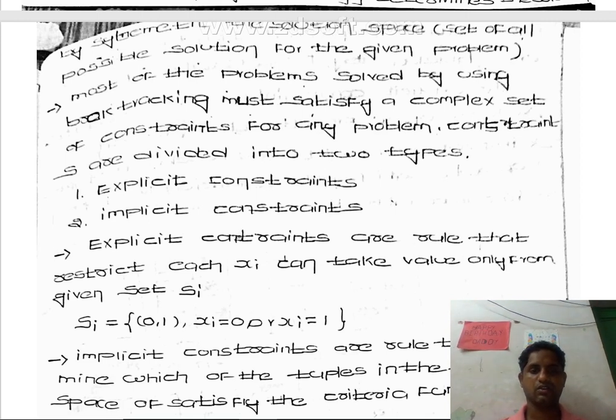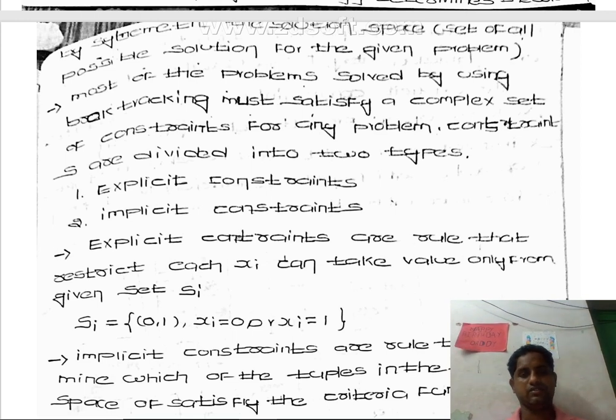So explicit constraints are rules that restrict each xi to take values only from the given set, and implicit constraints are rules that determine which of the tuples in the solution space satisfy the criteria function. Okay, these are called explicit and implicit constraints.